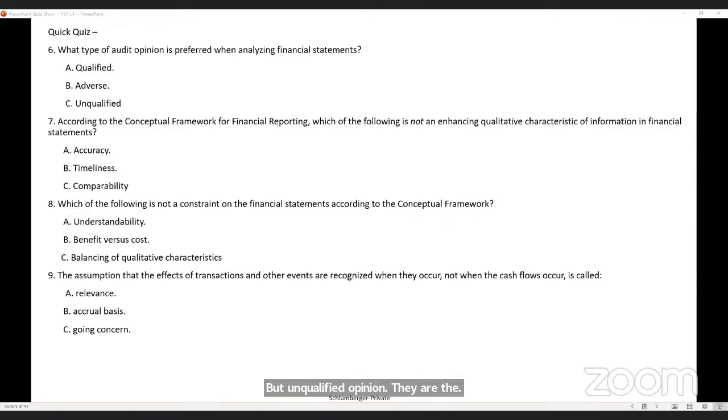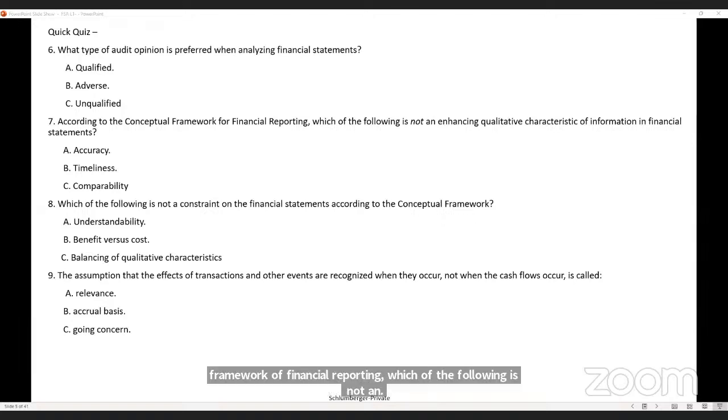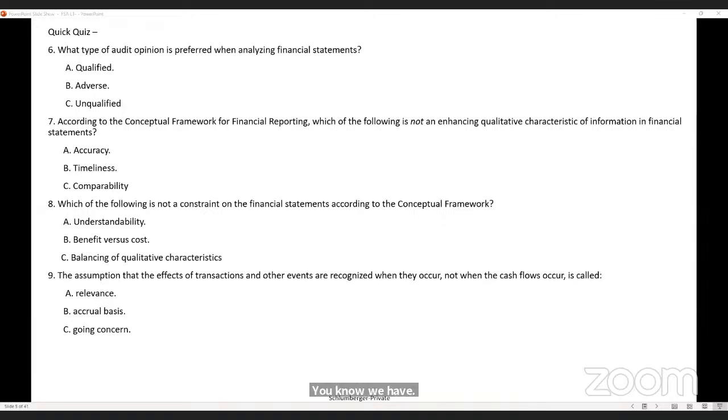Then the next one, it says, according to the conceptual framework of financial reporting, which of the following is not an enhancing characteristic? You know, we have two major qualities of financial statements: relevance and faithful presentation. Those are the two major ones. Then we have other ones that are enhancing qualitative characteristics, right? Which are timeliness, comparability, verifiability, and understandability. Accuracy is not there, right? Accuracy is not an enhancing qualitative characteristic, right?